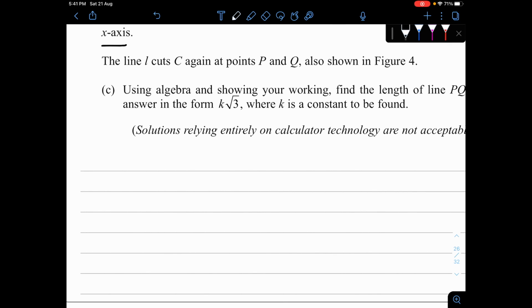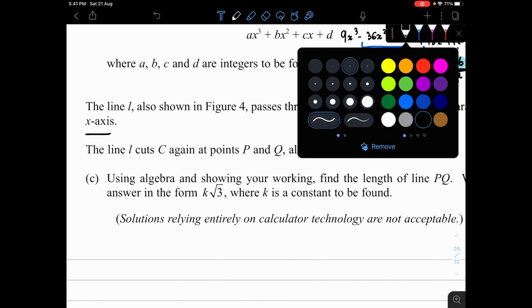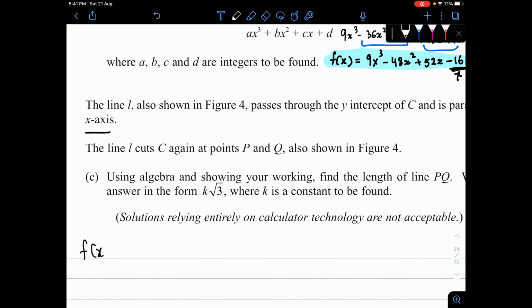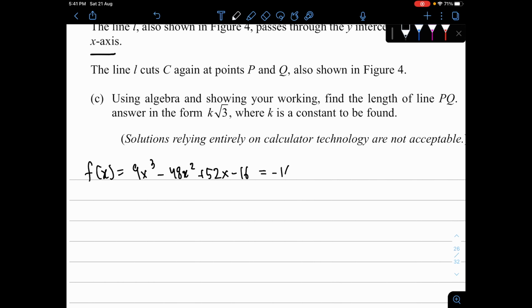So f of x we know from previous is 9x cubed minus 48x squared plus 52x minus 16. So this is equal to minus 16, right? So the 16 can cancel out. We move it to the other side, so you'll be left with 9x cubed minus 48x squared plus 52x equals 0.